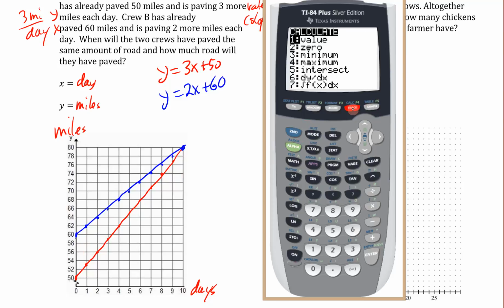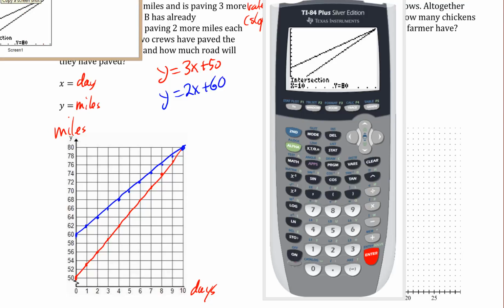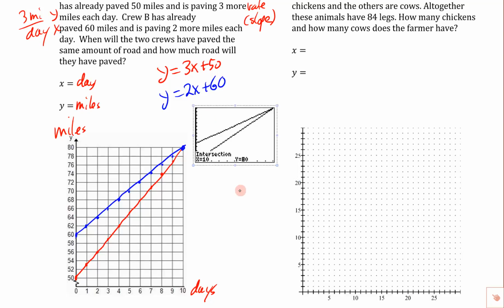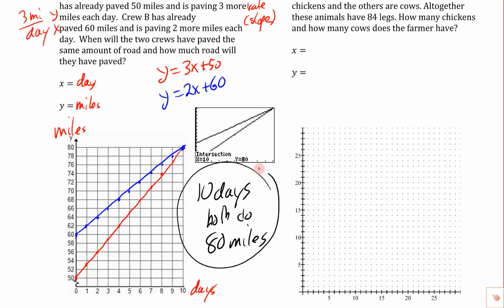So we're going to hit second calculate. We're going to hit 5, and we're going to see if it tells us where it crosses. Crosses at 10, 80, which is what this would be. 10 days, they'd have 80 miles each. So again, I'm going to grab that and paste it on here so everybody knows we kind of confirmed our answer. Okay, there's our answer, and then we're going to write it down. It says, when will the two have paved the same amount, and how much road will they have paved? So that will be in 10 days, both do 80 miles. They'll both be at 80 miles. Okay, so there's our answer to the problem.